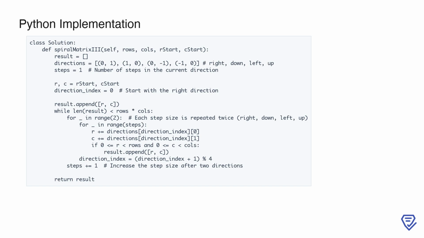5. Termination. The loop terminates once all cells in the grid have been visited. The final result list is returned. This approach ensures that we visit all cells in the correct spiral order while maintaining efficient boundary checks. The time complexity is O(rows * cols), since we visit each cell exactly once.